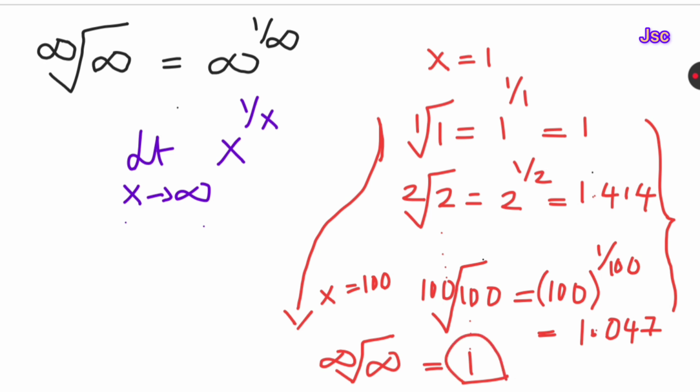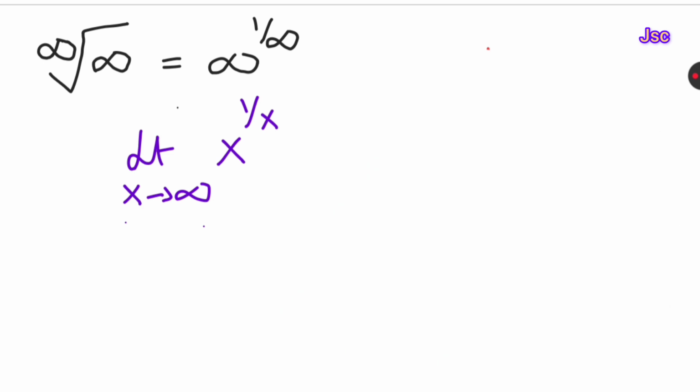But we cannot just assume that that is true. We need to prove it mathematically. Now observe here, limit x tends to infinity, x raised to the power of 1 over x. Our x is in the exponent also. Whenever x is in the exponent, we have to use logarithm. This is the easiest way to solve for x. So that's why I am taking the natural log here.